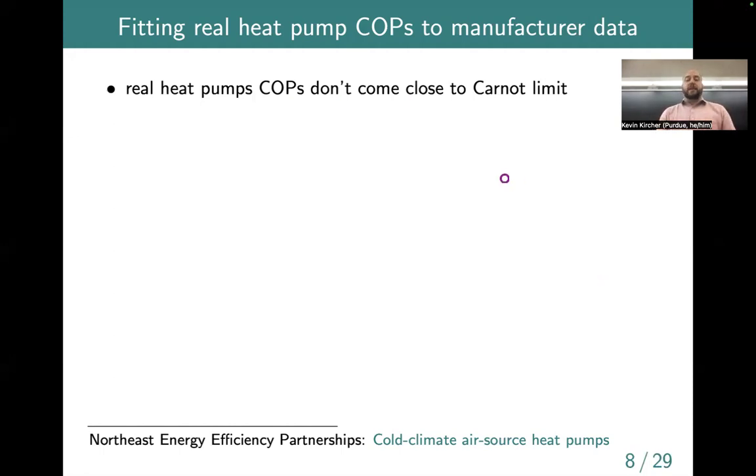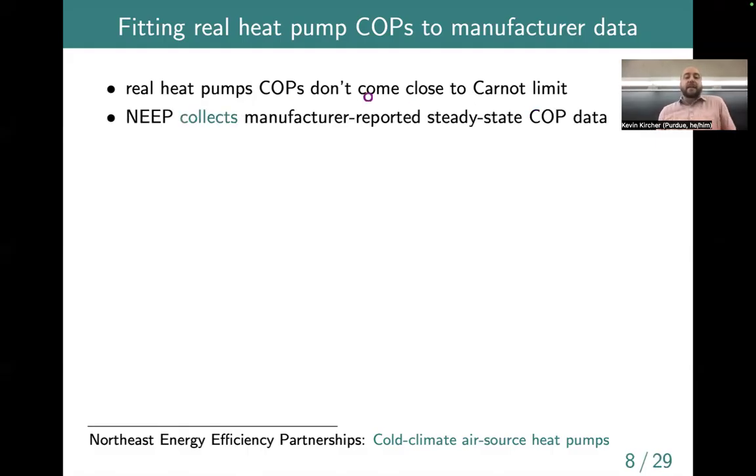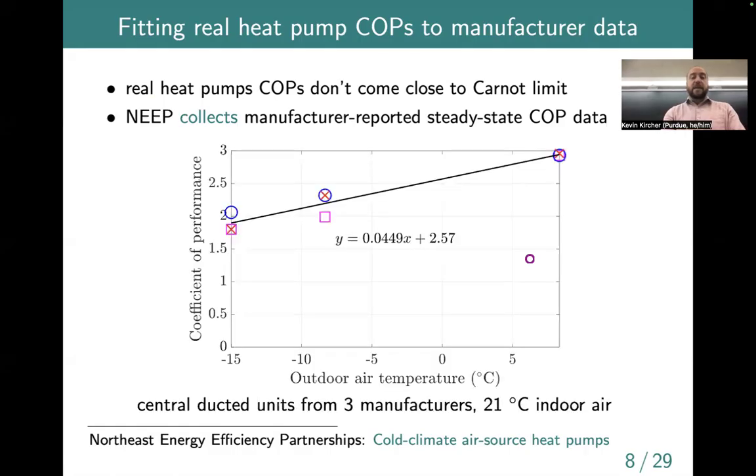So we talked about one way of doing that, which is to use the Carnot limit or to take a fraction of the Carnot limit. And that can do okay, but a better approach is actually to just get some empirical data from actual machines that people have built and tested. So NEEP, the Northeast Energy Efficiency Partnerships, maintains a database of air source heat pumps. So this would not get you a COP curve for, say, a ground source or a geothermal heat pump. But if you're interested in an air source unit, this is a nice source of data.